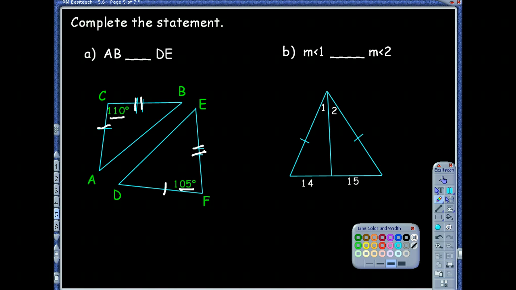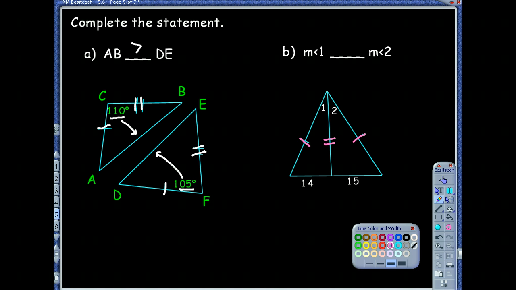And so they're trying to compare AB to DE. I notice AB is across from the larger of those two angles, so that means it's longer. So greater than. Perfect. Okay, what about this next one? Okay, I see one pair of congruent sides. I do see a side that they share, so that's technically congruent by reflexive.